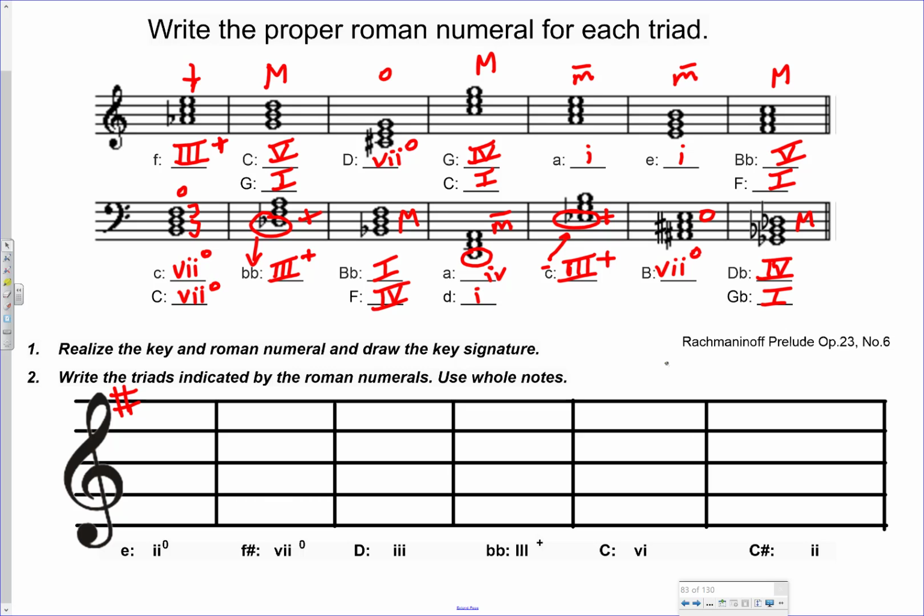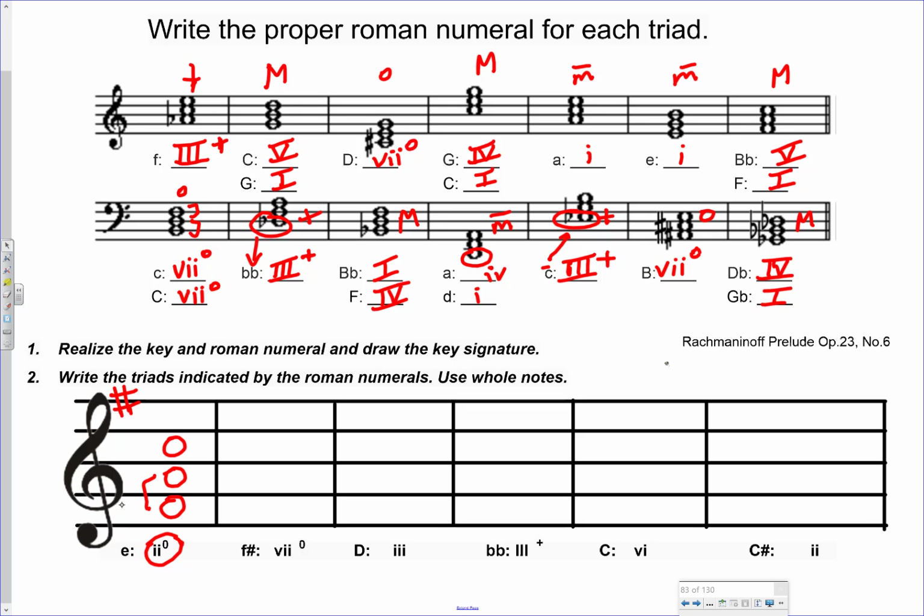We need to build the 2 diminished triad in the key of E minor. Ask yourself what the second scale degree is in the key of E minor. It's F sharp. F sharp is the root. No need to draw a sharp sign next to that because we have a key signature. We know that's an F sharp. Now I'm ready to build my triad. There's the 3rd, there's the 5th. Cross-reference it to make sure that it is indeed a diminished triad.